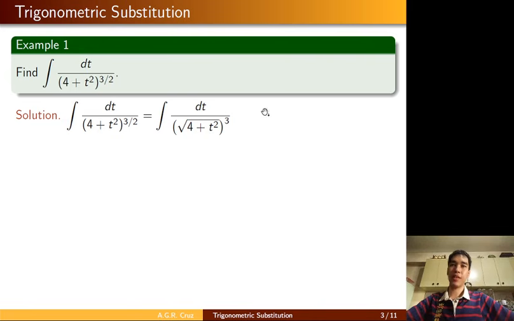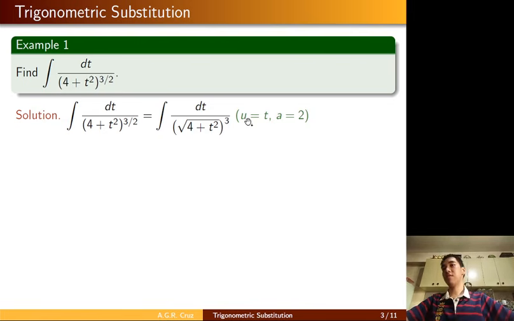Yung u natin dito is t. Okay? Kasi t squared to. Tapos what's your a? Yung constant natin is just the square root of 4 here, which is 2. Okay? So it's very important to be able to identify what your u and what your a is, no? Kasi this will be the very basis of what substitution we will use. And of course, the integrand as well.